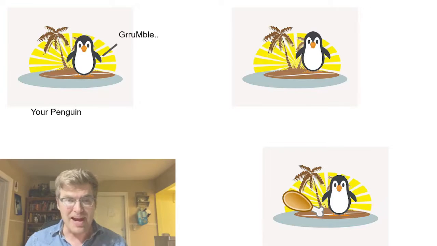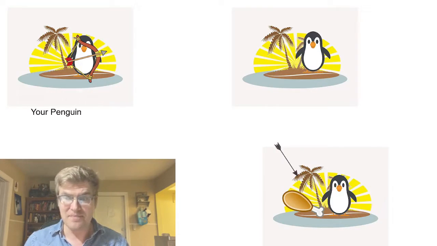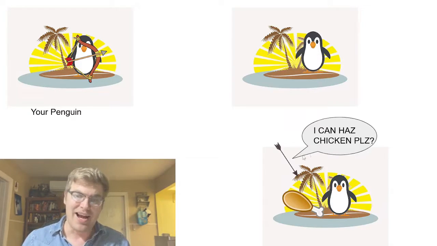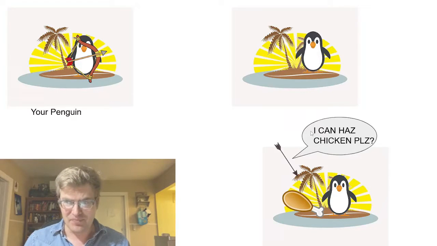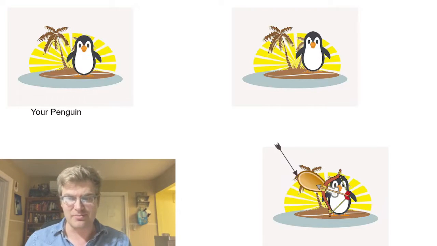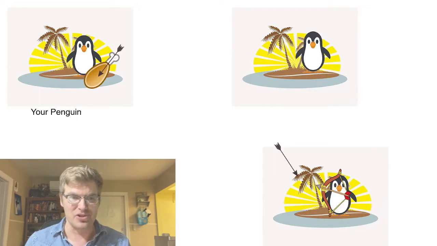So let's say that your penguin is hungry. See, his little tummy is grumbling right there. And another penguin over here has some chicken. So your penguin wants the chicken. So how he communicates is he shoots an arrow over to his friend, and the arrow contains some information. The arrow contains a request, I can have chicken please, or can I have the chicken? And if this other penguin feels generous, he'll send you back some chicken. See, he'll load up his arrow and he'll send you back some chicken. Boom. And now your penguin can eat chicken and feel great.